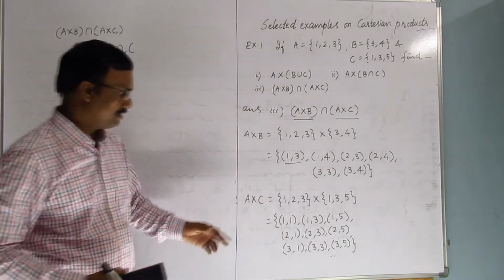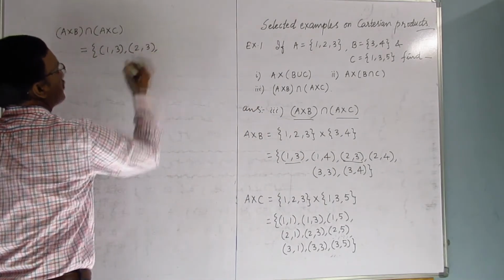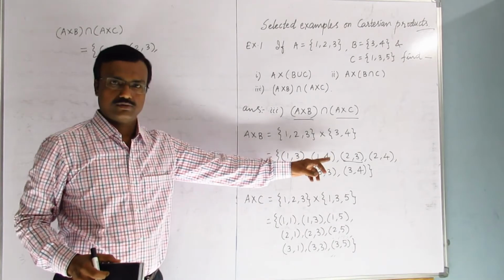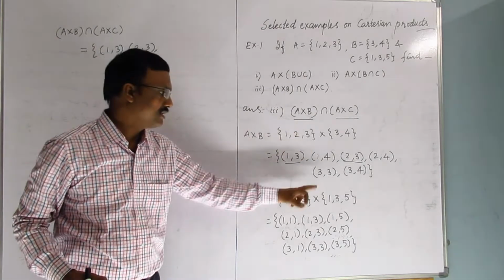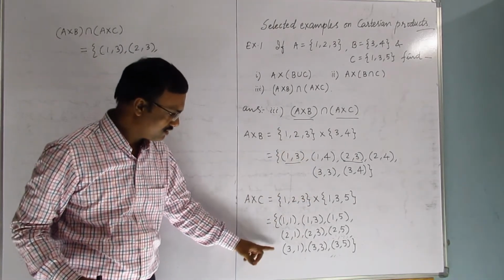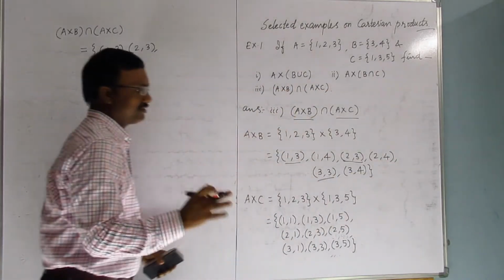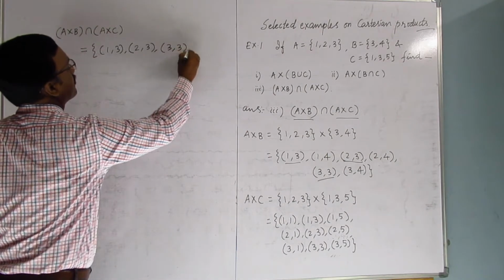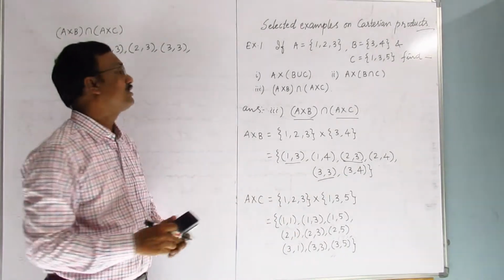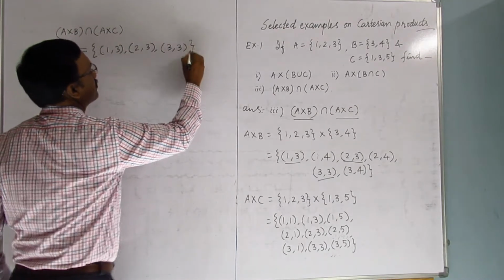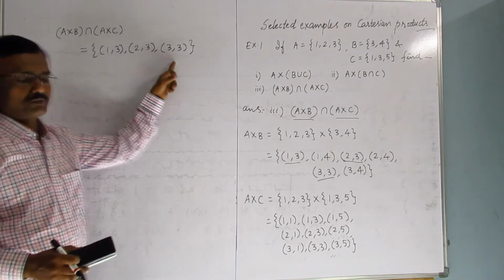Then (2,3). Can you find (2,3)? Yes, (2,3) is there. So (2,3) is common. So I will write (2,3). Then go to the next element (2,4). Can you find (2,4) over here? No, I can't find (2,4). That is not a common element. Then (3,3). Can you see (3,3) here? Yes, (3,3) is there. So (3,3) is common. And then (3,4). Is there (3,4)? No, I can't find (3,4). So these are the only 3 common elements. That means the answer of the third sub question is {(1,3), (2,3), (3,3)}.